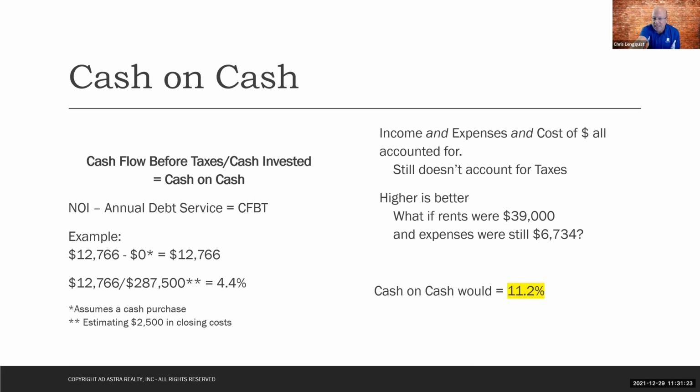So if rents were 39,000, you would get 11.2% instead of 4.4%. Again, I'm making up wild numbers on rents, but I'm just showing you that higher would be better in this case, because then I'd be getting 11.2% on my cash, not 4.4%.